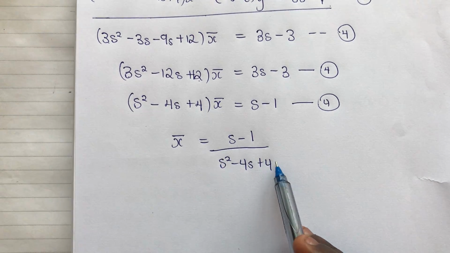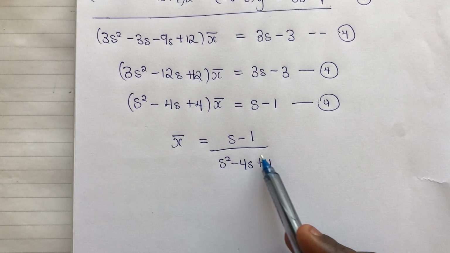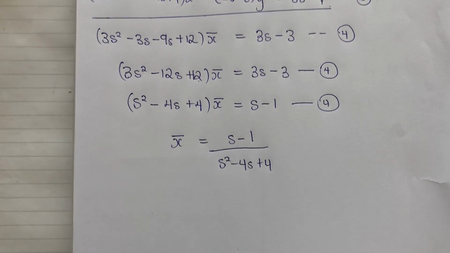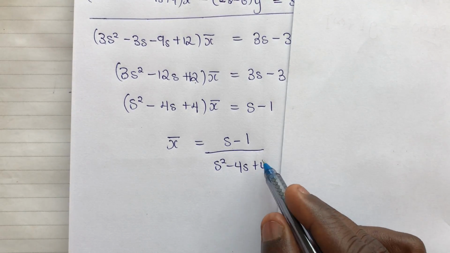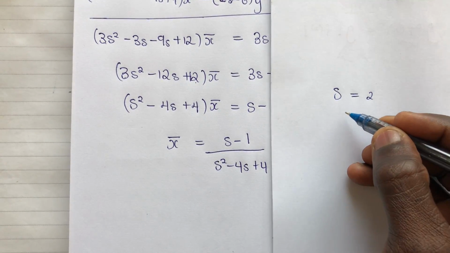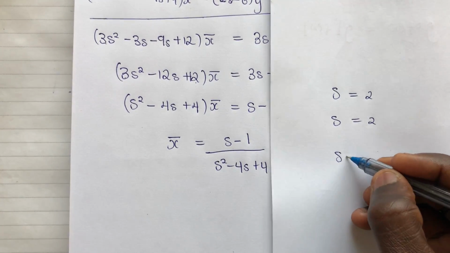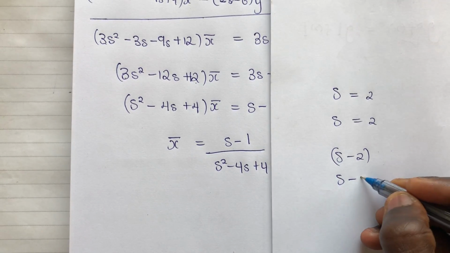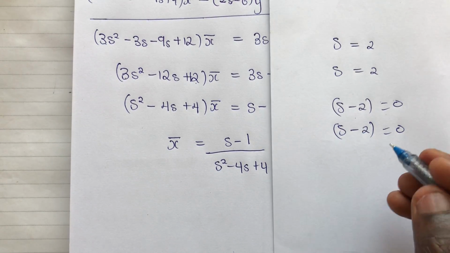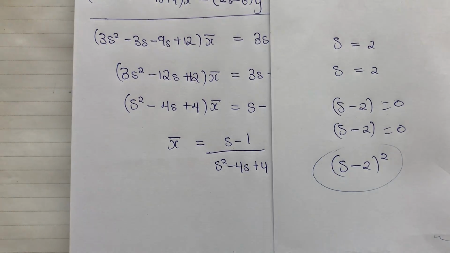Okay, now we have a quadratic equation at the denominator. I don't need to factorize this. Use your calculator to find. I don't have a calculator with me here. When we factorize this, this will give us a repeated factor. When you punch this on your calculator or you factorize this, the result will give you s equal to 2 and then another s equal to 2. So we cross this, giving us s minus 2, then another s minus 2 equal to 0. So we can take the product of this, giving us s minus 2 all squared because they are the same. So this is a repeated factor.